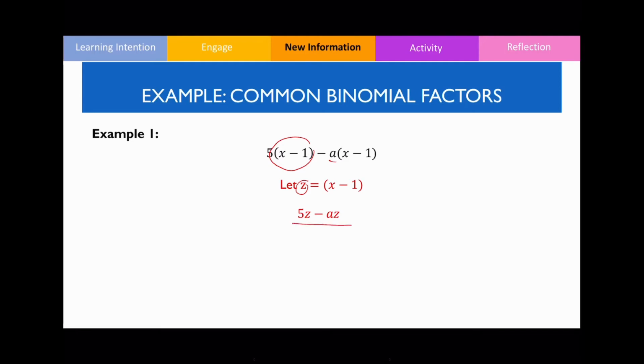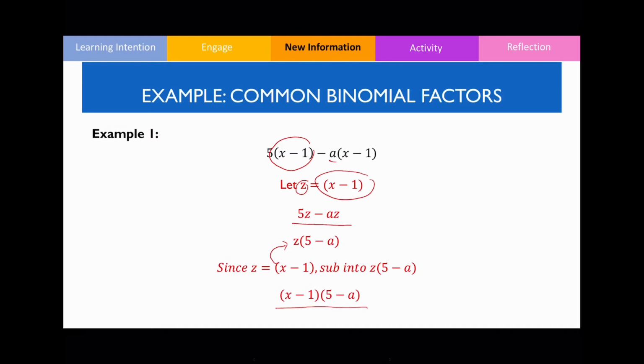Once I've done this, we can clearly factorize the expression in this form, okay? We can see that z is the highest common factor, so I'll take z outside, and my answer is going to be z bracket 5 minus a. We've already stated that z is equal to x minus 1, so wherever I see z, I want to replace that with x minus 1. Therefore my final answer is going to be x minus 1 bracket 5 minus a. All I did was replace it back in again, and this is going to be my final answer, okay?